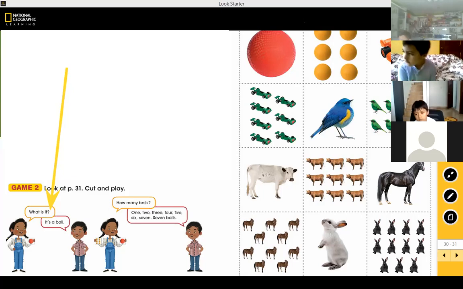Now, Adrián, you are going to ask Jared. Dile, excuse me, Jared. Excuse me, Jared. What is it? Excellent. Jared, what is it? It's a cow. Excellent. La siguiente question, Adrián. How many? También una curiosidad. How many cows? Eso. How many cows, Jared? One cow. Excellent. One cow.